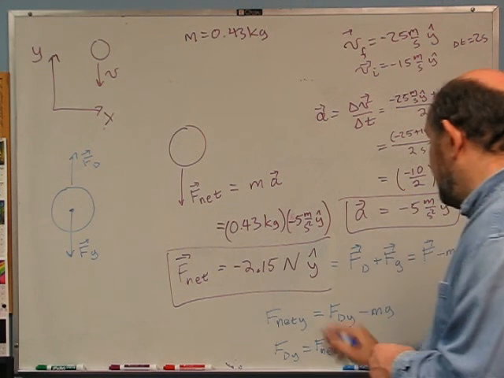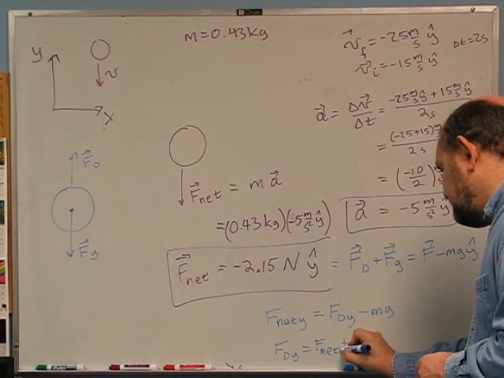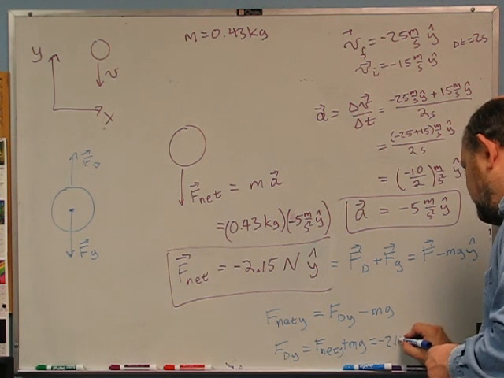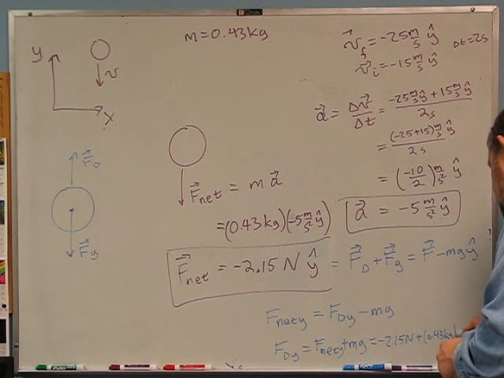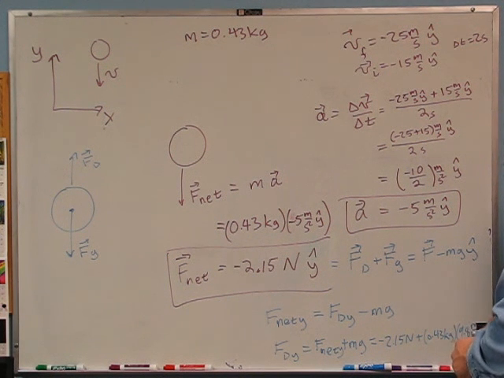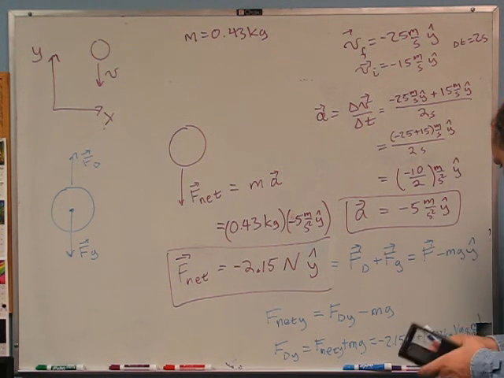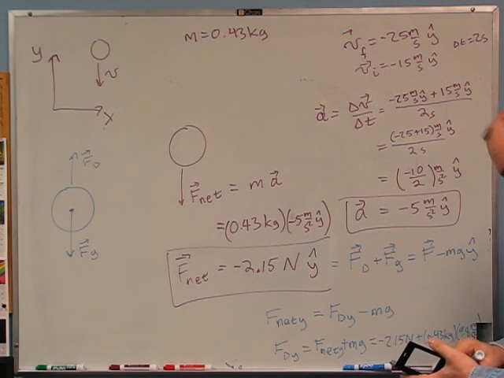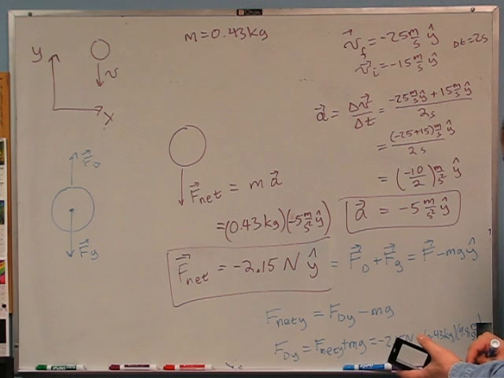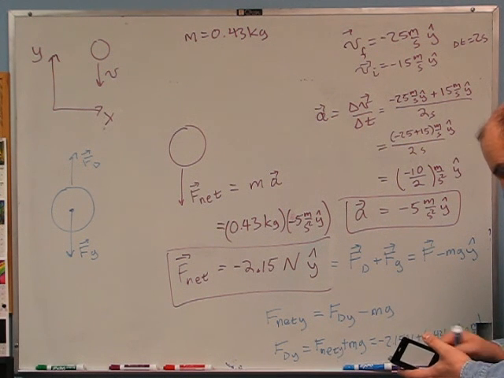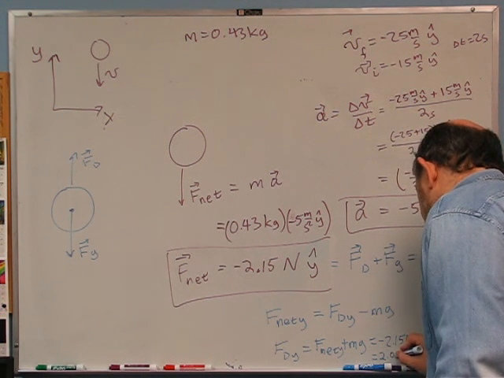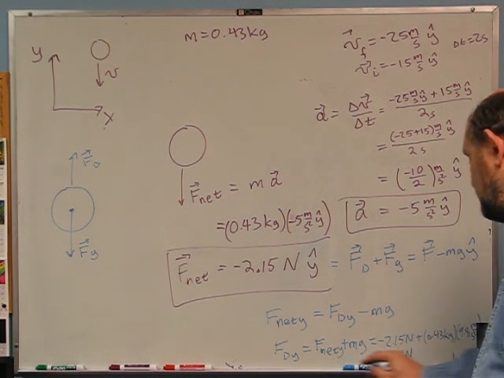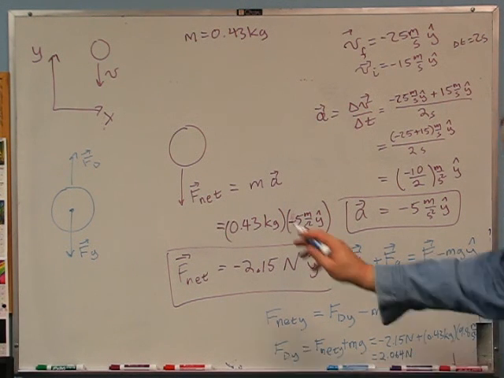Now we know enough to plug numbers in. So F net y is minus 2.15 newtons plus 0.43 kilograms times 9.8 meters per second squared. I can't do that in my head, so I'm going to whip out my calculator. 0.43 times 9.8, and that's the plus, and I subtract 2.15 from that, and I get 2.064 newtons. That is the y component, and notice the y component is positive, so air resistance is pointing up.